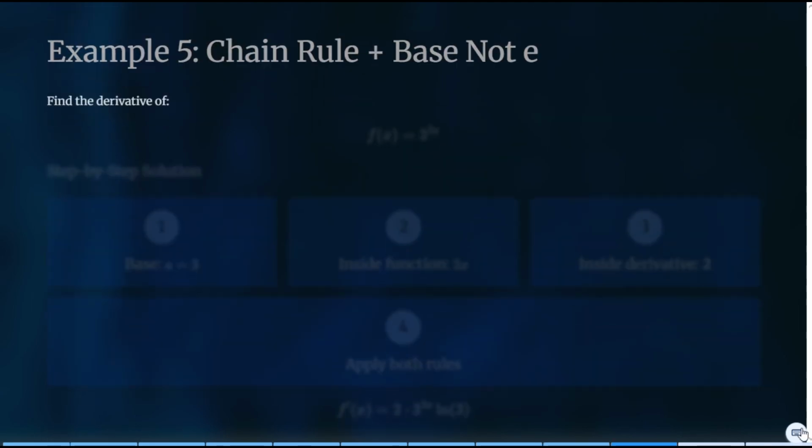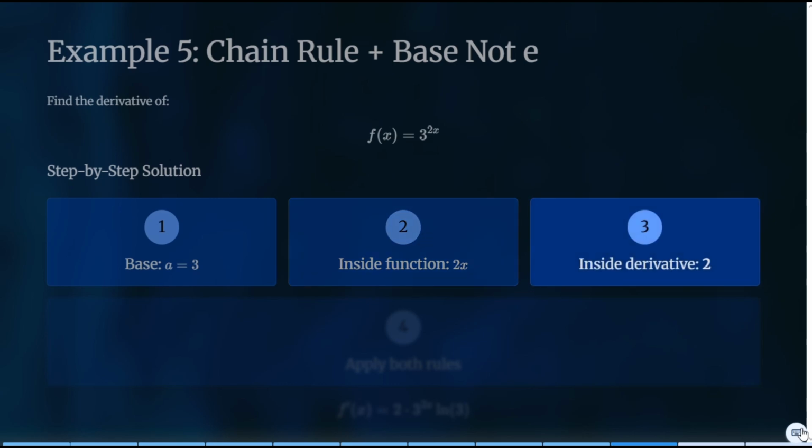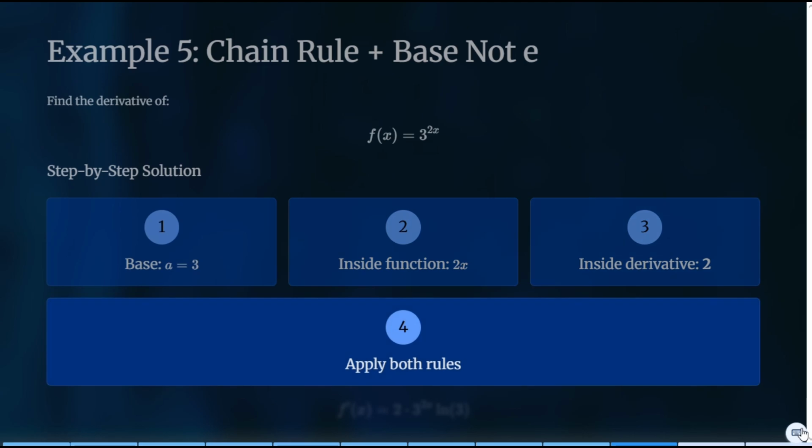In this next example, we'll want to find the derivative of f of x equals 3 to the power 2x. In this case, our base is 3. The inside function is 2x. The derivative of the inside function is simply 2. So if we apply both rules, f prime of x will be equal to the derivative of the inside, which is 2, times 3 to the power 2x, that is our exponential function, times natural log of 3. So in this case, we'll combine the chain rule with the exponential derivative rule for bases other than e.